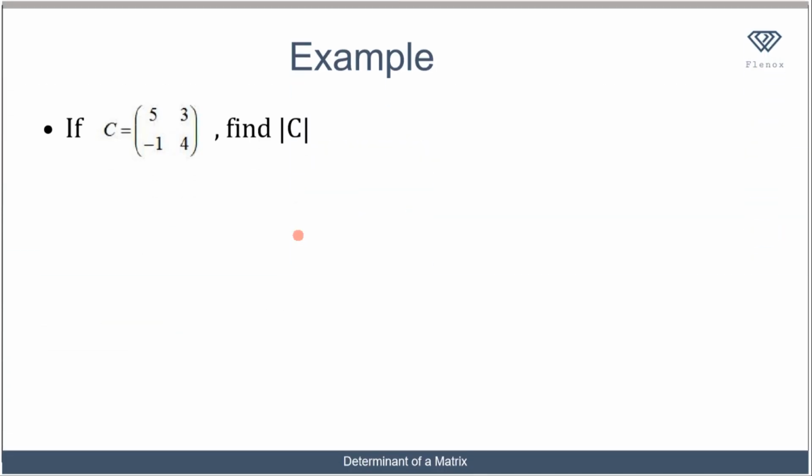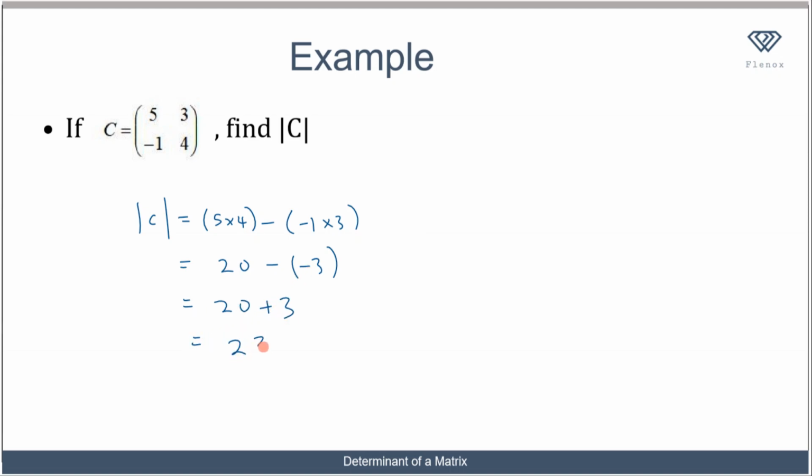Let's look at an example. Here we are told that if C is equal to this, we will find the determinant of C. The determinant of C will just be the subtraction of the diagonals. The first diagonal is 5 times 4, then minus the second diagonal, minus 1 times 3. What does that become? 5 times 4 is 20, minus, then minus 1 times 3 is minus 3. So 20, minus times minus is plus 3, and that becomes 23. So the determinant of this matrix is 23.